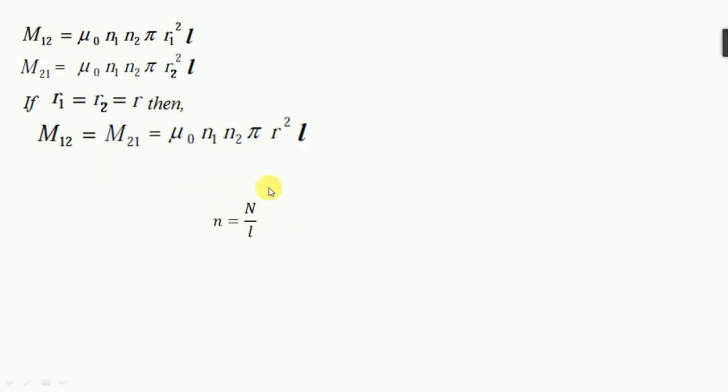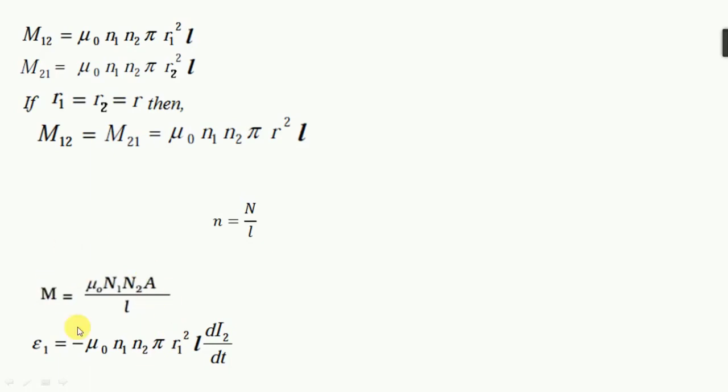Now if you put small n equal to capital N by L, for n1 you will write capital N1 by L, and for n2 you will write capital N2 by L. At that time the mutual inductance will be given by this. For M12 and M21 I am writing M only because they are equal. And now if you want to find the induced EMF, that is EMF is equal to minus M di by dt. So this is the final expression for mutual inductance between two coils, and this area is the common area between two coils.